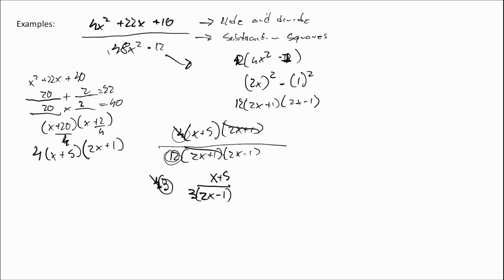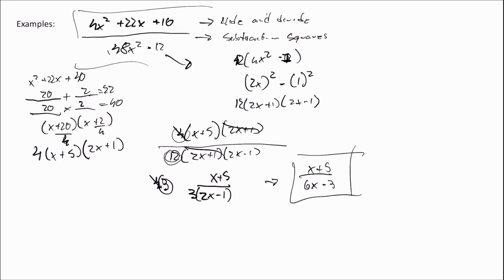That comes from my 12. You see, I haven't changed anything. That's very important. I can distribute this into x plus 5 over 6x minus 3. That will be my final answer. So this initial statement here is exactly the same as this one, only simplified. That is how you simplify rational expressions.